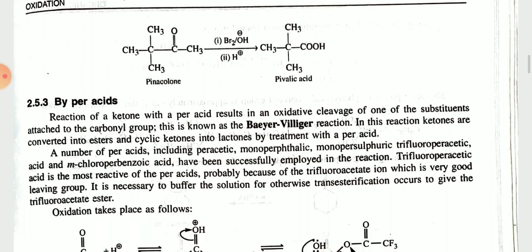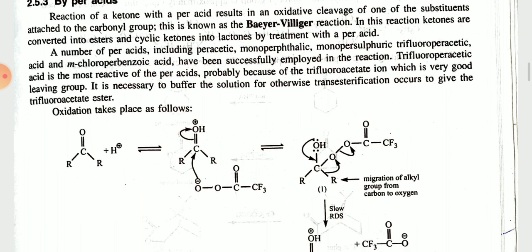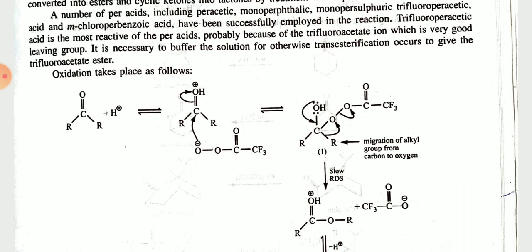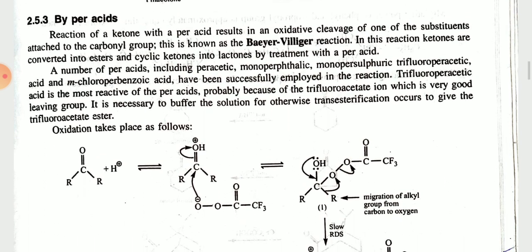Now the another method is by peracid. The reaction of the ketone with the peracid results in oxidation, cleavage, or substitution by the carboxylic group. This is known as the Baeyer-Villiger reaction. In this kind of reaction, Baeyer-Villiger oxidation, we have already read about this. So this is the Baeyer-Villiger reaction here.